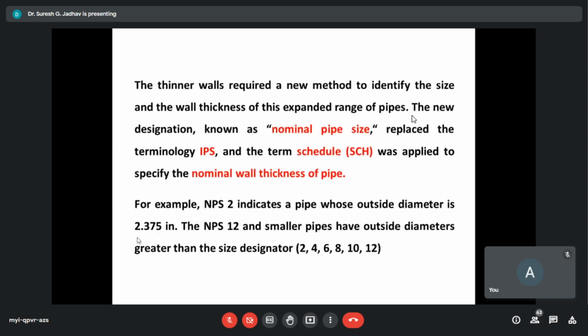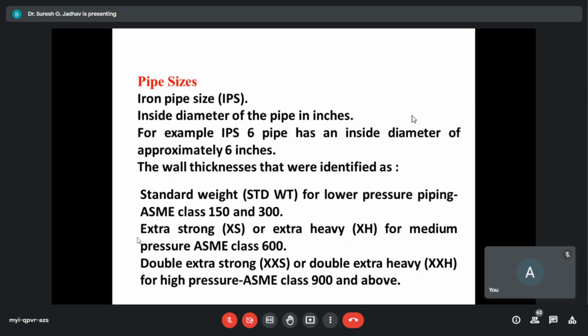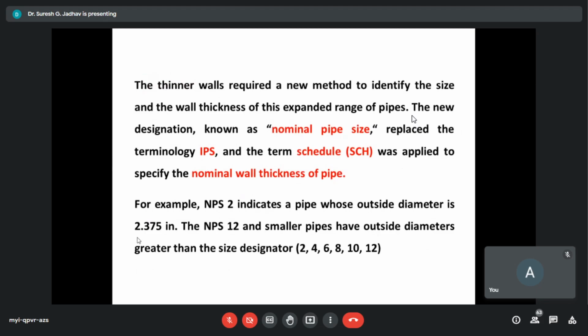we can designate it as a nominal pipe size, and therefore the expanded range of pipes of this size and the wall thickness of this expanded range of pipes have a new designation known as nominal pipe size, which replaced the earlier terminology, that is IPS, iron pipe size. And then the term schedule was applied to specify the nominal wall thickness of pipes.